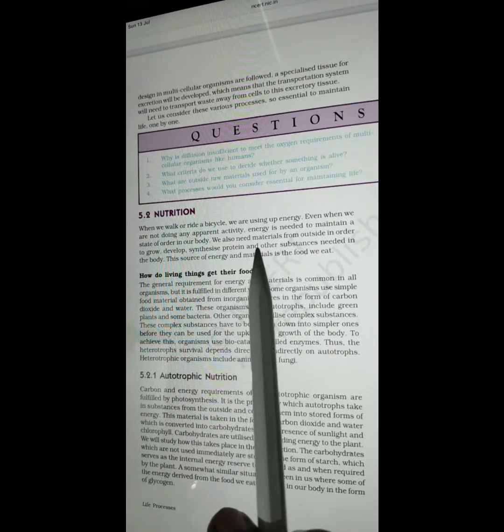5.2 Nutrition. When we walk or ride a bicycle, we are using up energy. Even when we are not doing any apparent activity, energy is needed to maintain a state of order in our body. We also need materials from outside in order to grow, develop, and synthesize protein and other substances needed in the body. The source of energy and materials is the food we eat.